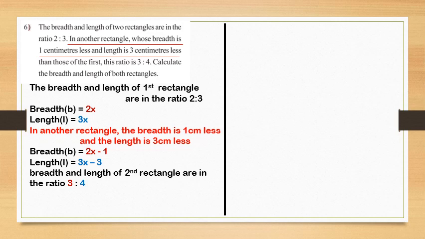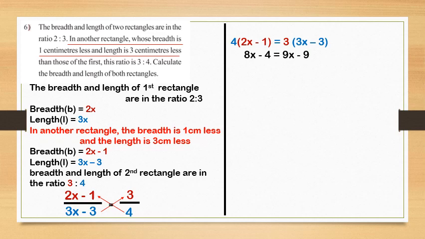For that, write this relation in the form of a fraction, that is 2x minus 1 divided by 3x minus 3 equal to 3 divided by 4. Then cross multiply, we get 4 into 2x minus 1 equal to 3 into 3x minus 3, which is equal to 8x minus 4 equal to 9x minus 9. Then keep x terms on one side and write 9 minus 4 equal to 9x minus 8x. We get 5 equal to x, or x equal to 5.